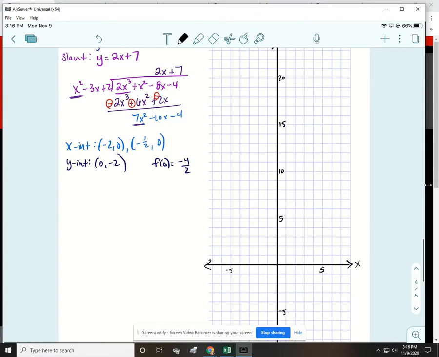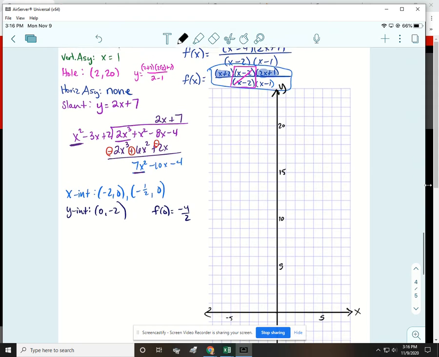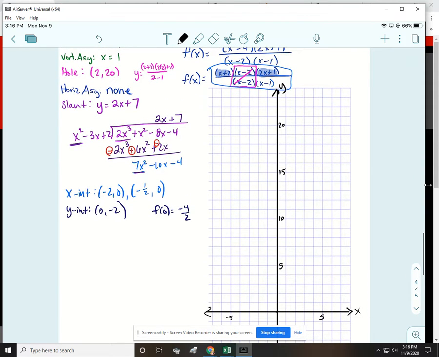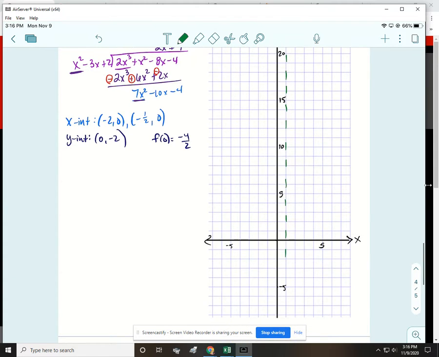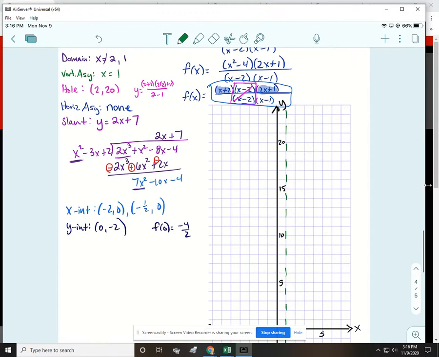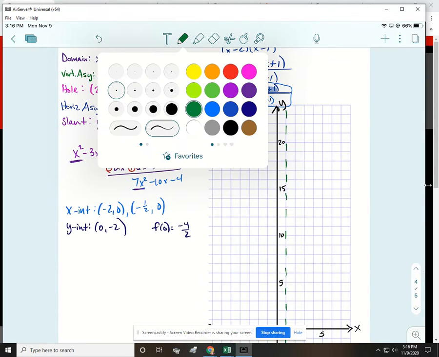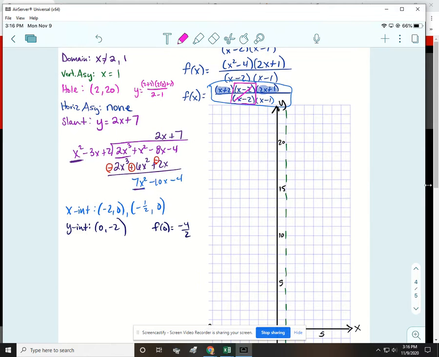Now, let's go ahead and put all the things on there. So we're going to start with the vertical asymptote at x equals 1. I'm doing a dashed vertical line when x is equal to 1. Okay. Then I have a hole at the point (2, 0). It's right there. I'll make it a little bit better.